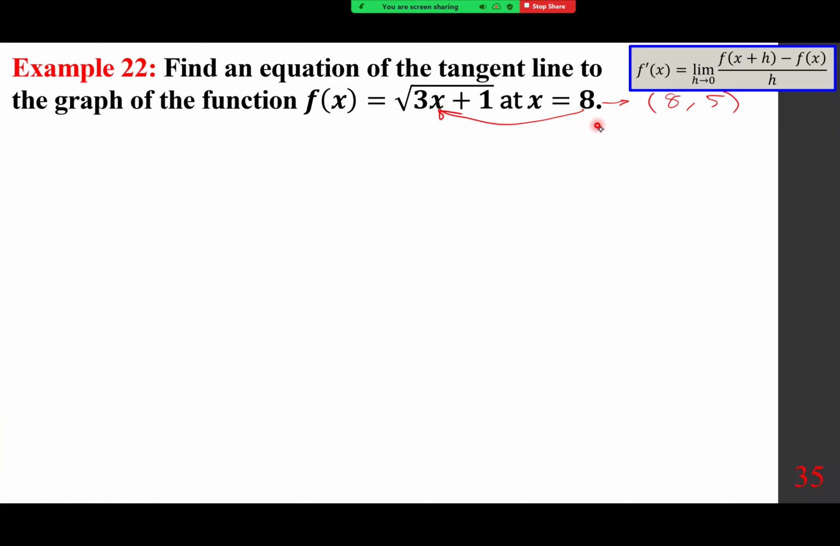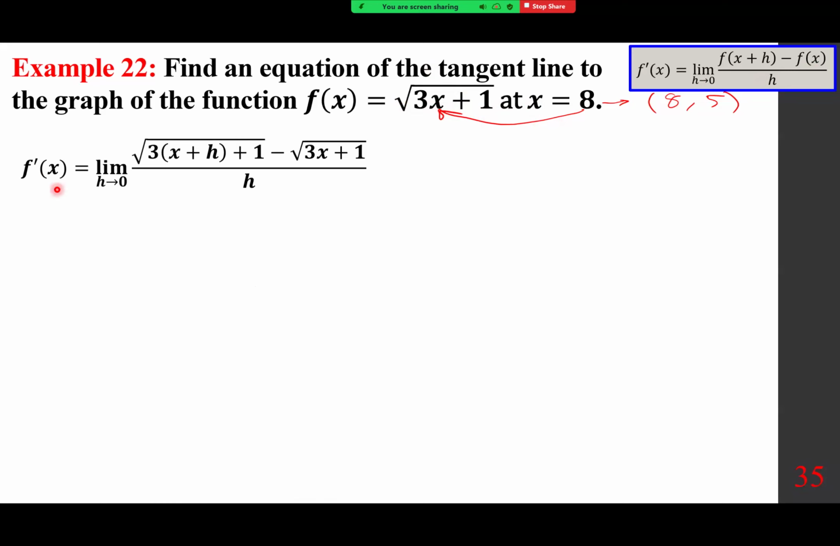It's up to you. So I'm going to go with f prime of x, and I'm going to use this formula. So f prime of x is the limit as h approaches 0 of f of x plus h, so the square root of 3 times (x plus h) plus 1, minus f of x, this function, over h. So this is f prime of x by definition. And so I hope you realize if you plug in, you get 0 over 0.